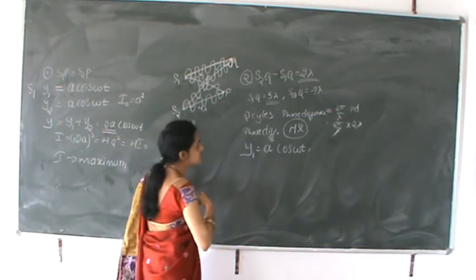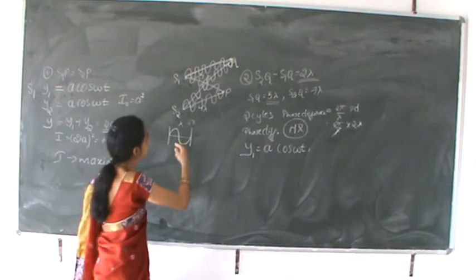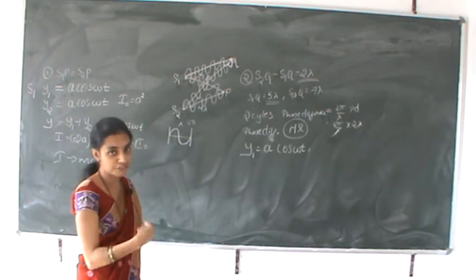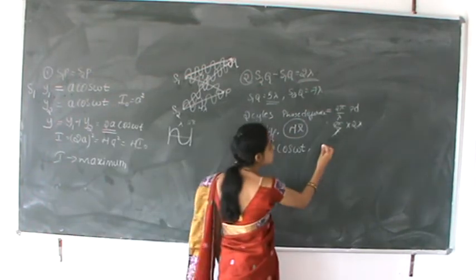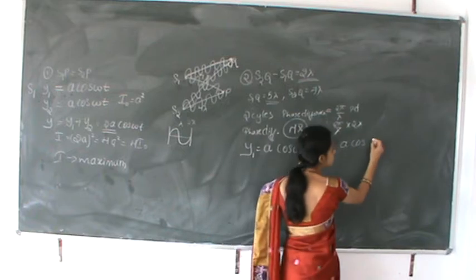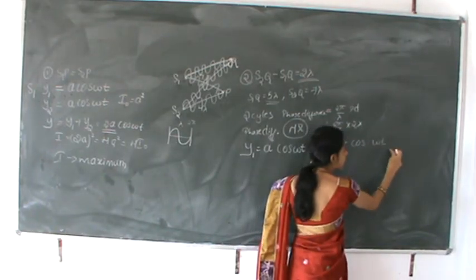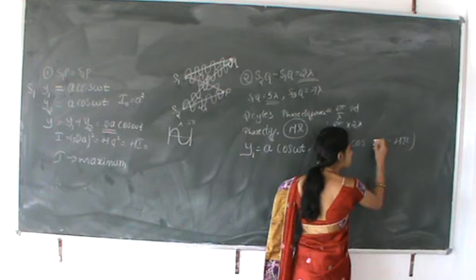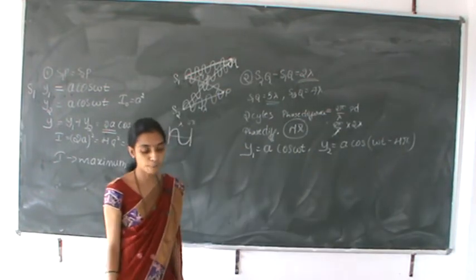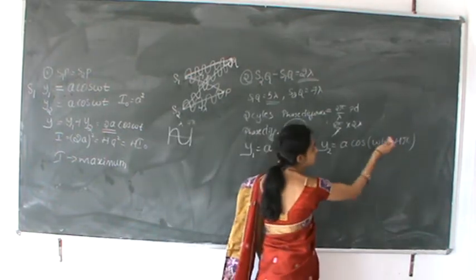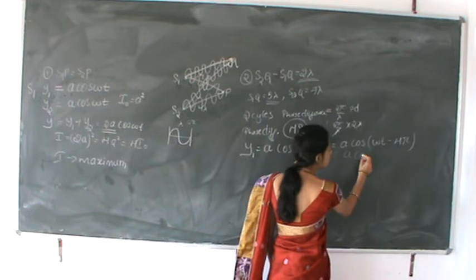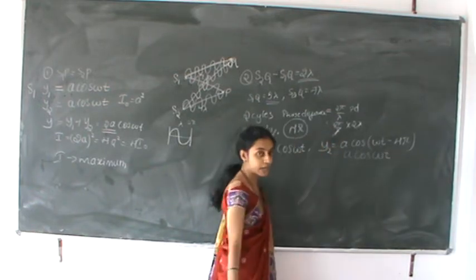Since there is an extra phase difference of 4 pi, in order to reach the value from S2 to Q, I have to shift that value from the first equation. So I can write y2 is equal to a cos omega t minus 4 pi. You know the standard value of this in terms of pi, it is nothing but a cos omega t.